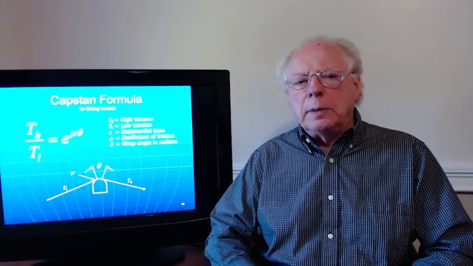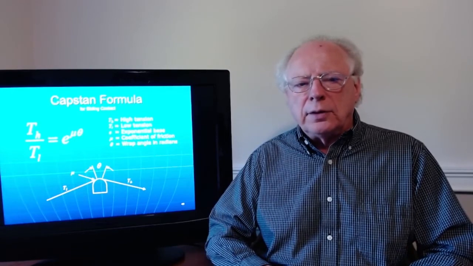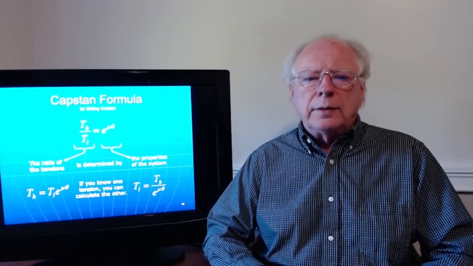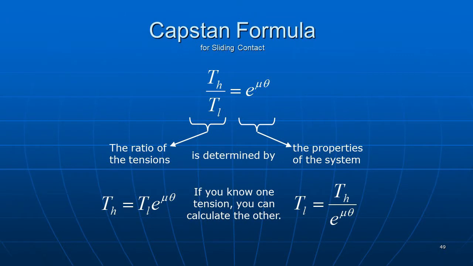So the Capstan formula, the way you commonly see it written, is the tension ratio, tension high over tension low, on one side. On the other side is the e to the mu theta value. e is the exponential base that you'll find on your calculator. Mu is the coefficient of friction. Theta is the wrap angle in radians. And so what you want to know about this is that e to the mu theta is a property of the system, the coefficient of friction and wrap angle. And it will calculate a tension ratio that's the high tension divided by the low tension.